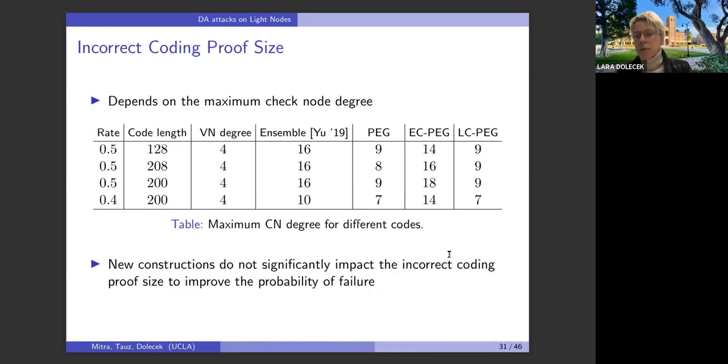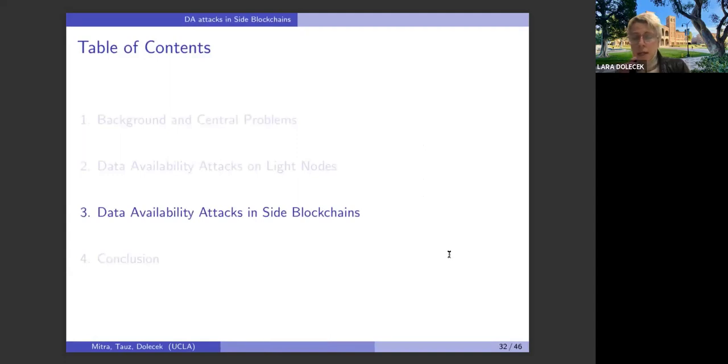These numbers are comparable. In some cases, they're even better, but they certainly don't get much worse. So these new constructions do not largely negatively affect the incorrect coding proof size because, again, the degrees are kept at relatively low values. So this concludes the first part of my talk.